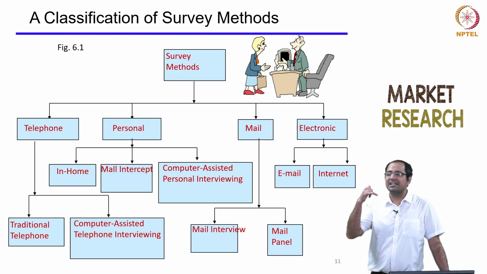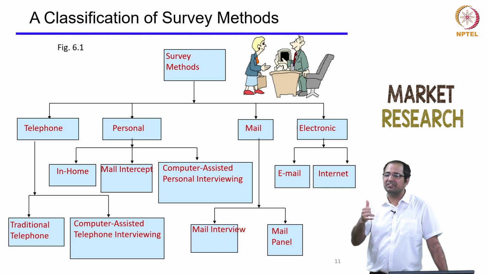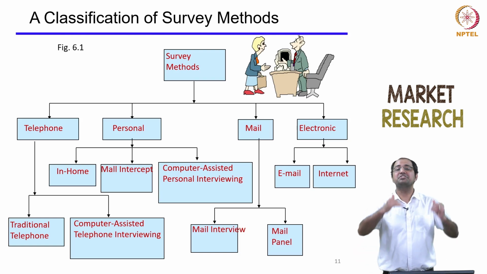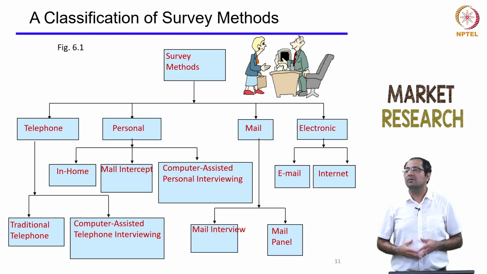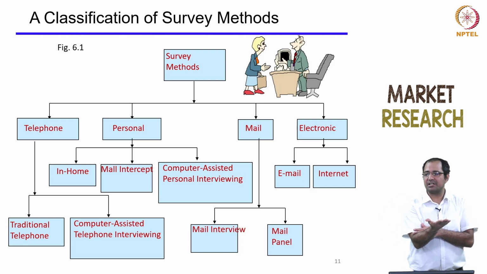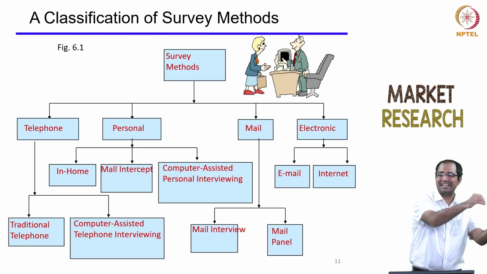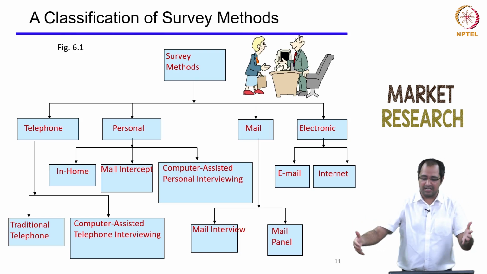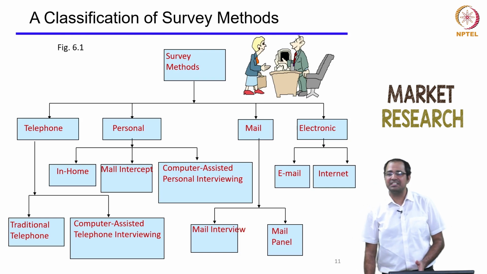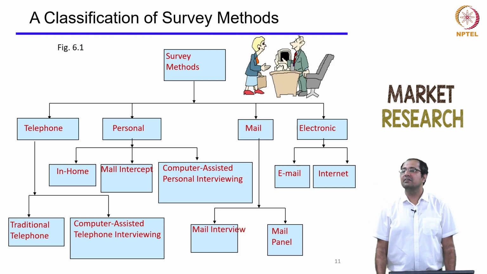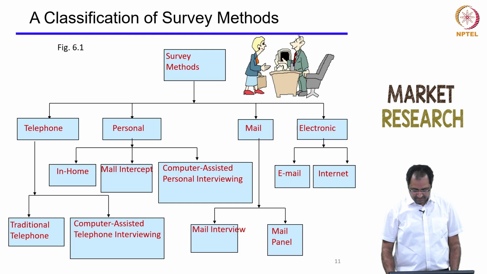Telephone survey is where we call up, ask the questions, get the answers, survey is done. Personal survey is where you personally, in person, go and either on a paper pen questionnaire or with a device, you tell them in your presence to complete the questionnaire. Whether it is in-home, mall intercept or computer assisted, it is in-person survey, in-person method.